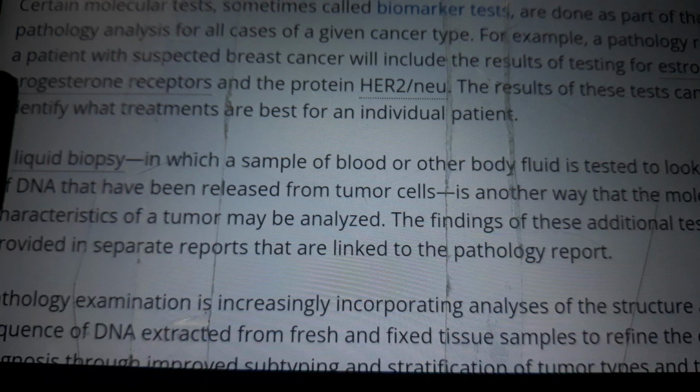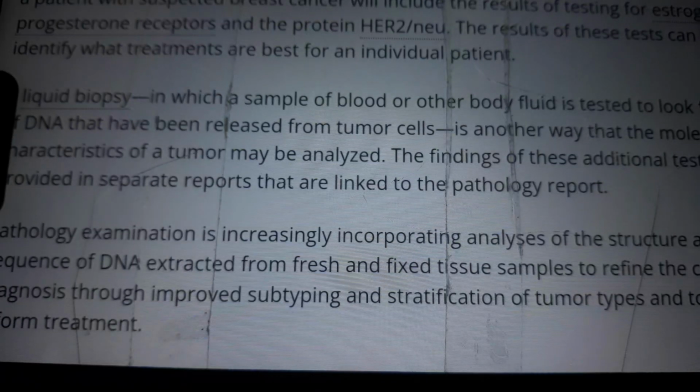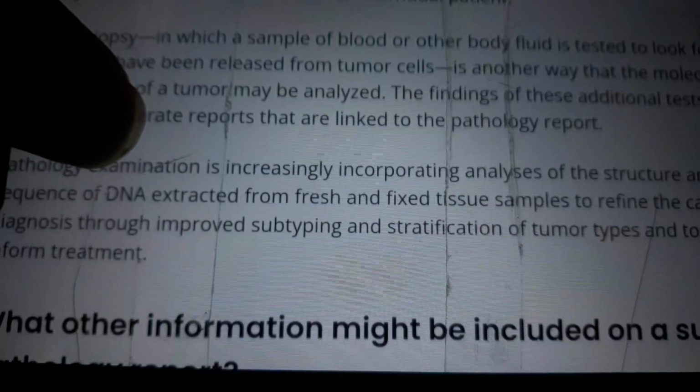For example, a pathology report for a patient with suspected breast cancer will include the results of testing for estrogen and progesterone receptors and the protein HER2/neu. The results of these tests can help identify what treatments are best for individual patients.